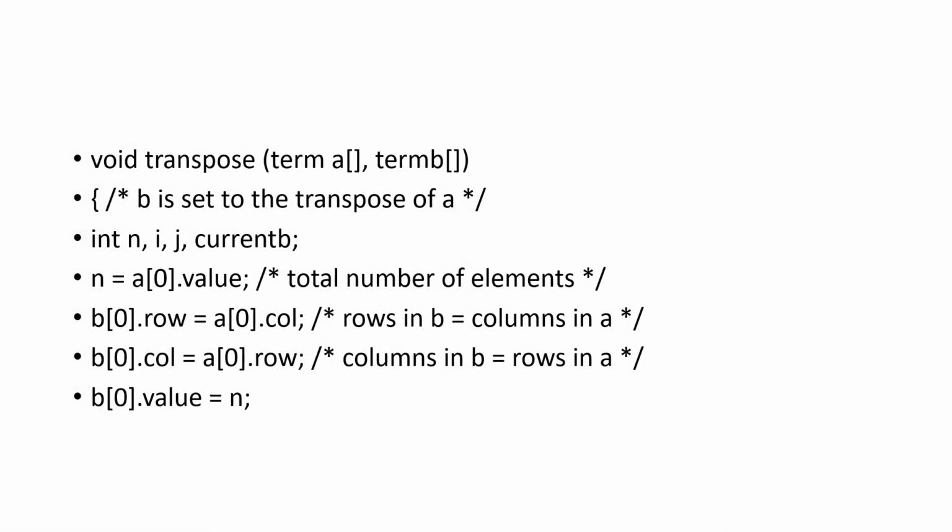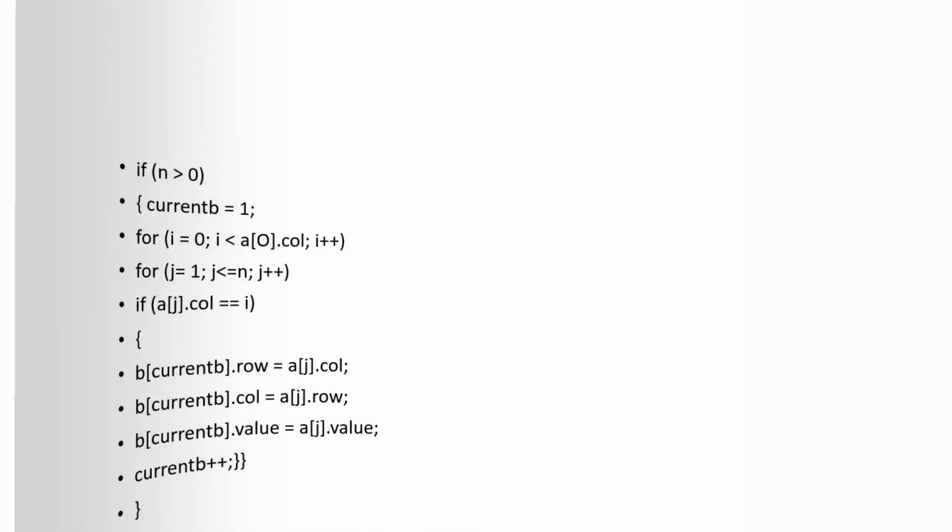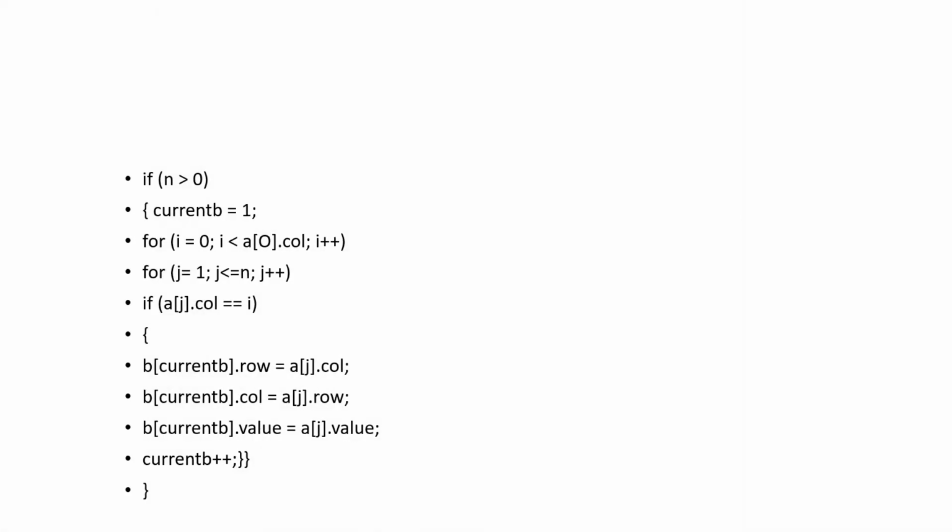So, transpose of term A and term B. Here we have A of 0 dot row, B of 0 dot row which is equal to A of column. That means we are storing the column value into row and the row value into column. So this is what we have implemented using the C language.